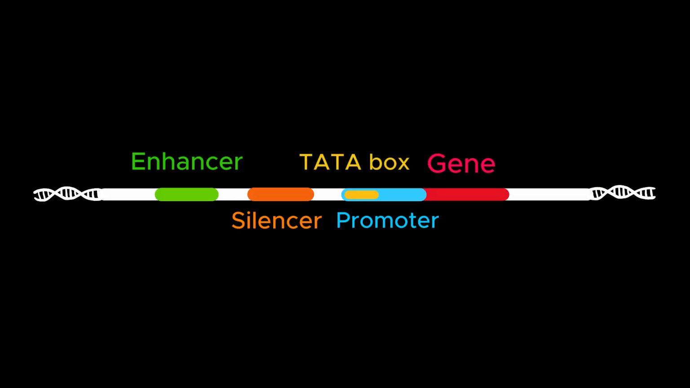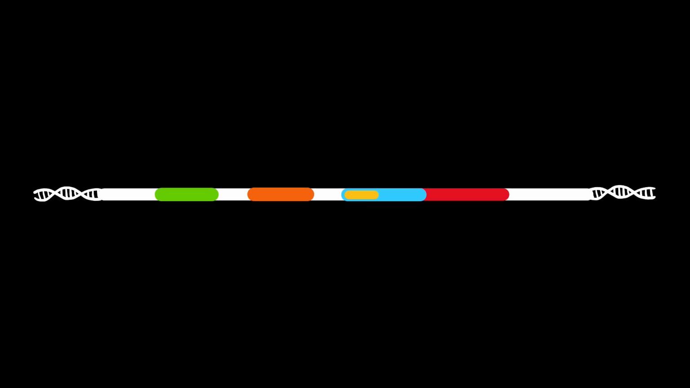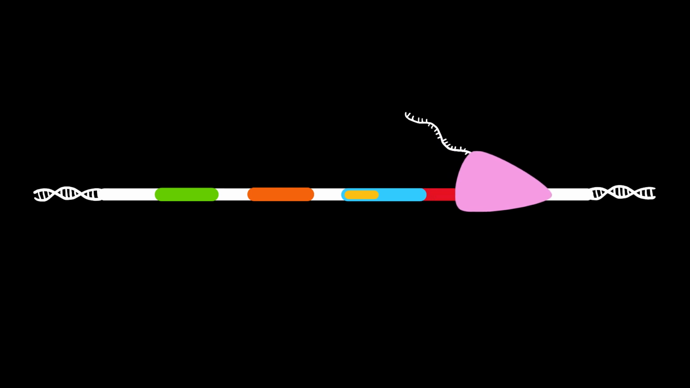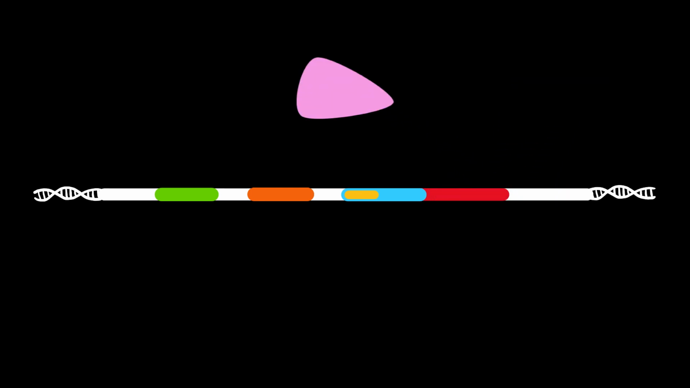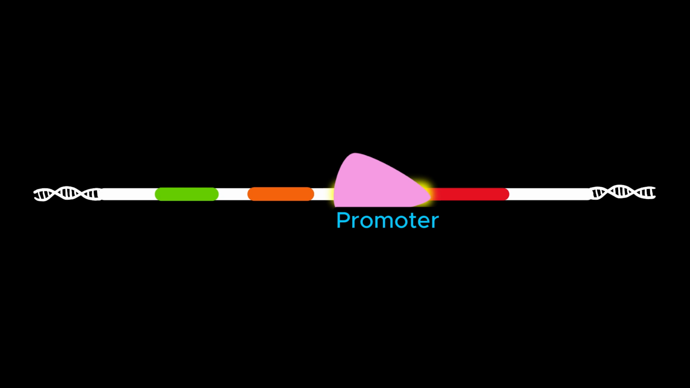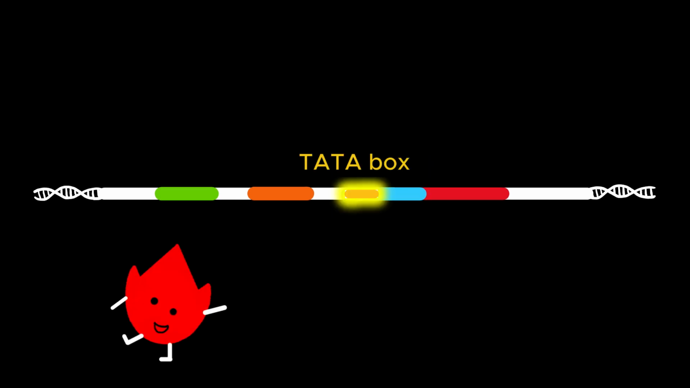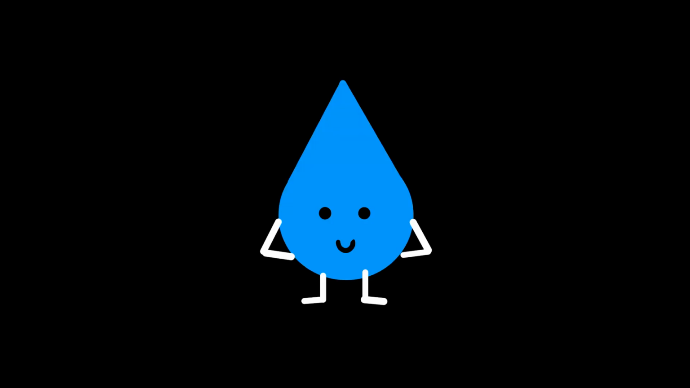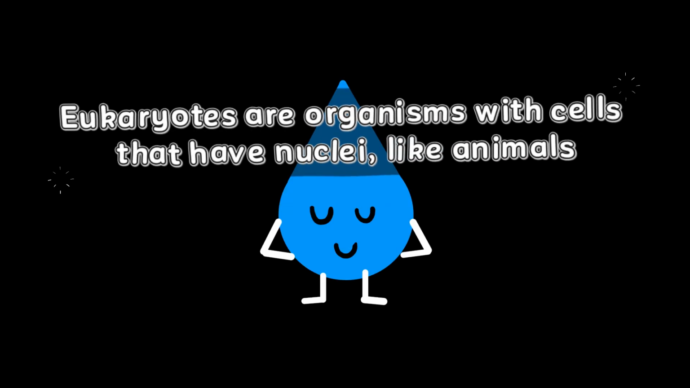This is a strand of DNA. Here's the gene. For a gene to be expressed, RNA polymerase needs to transcribe the DNA into mRNA. To do so, it binds to the promoter, a section of the DNA that is located before the gene. What's the TATA box? It's a sequence in the promoter that has lots of A and T bases. Those are 2 of the 4 DNA bases. Many promoters in eukaryotes have it. To clarify, eukaryotes are organisms with cells that have nuclei, like animals.